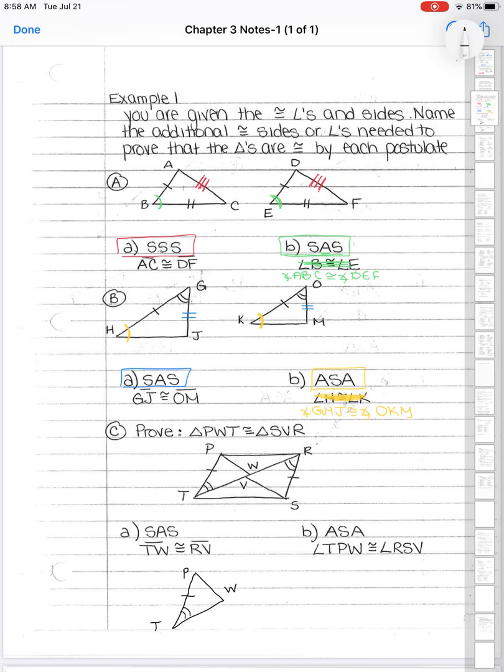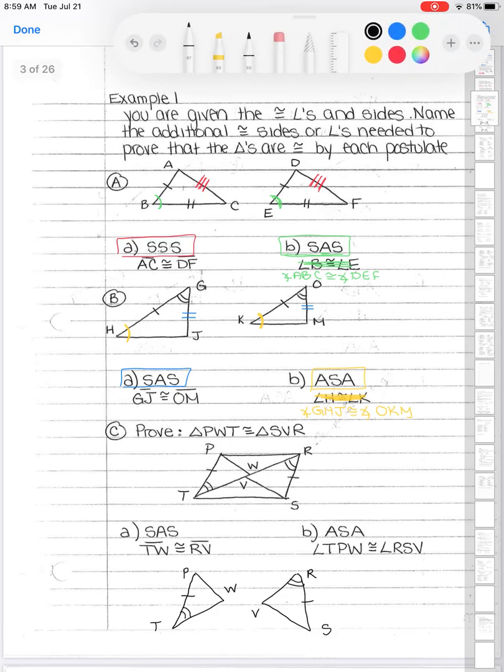All right, last one of this type. So we have 2 triangles here. Now, we're talking about PWT and SVR. So what you may want to do is redraw it, to be honest, because it might be a little confusing given the way that it's presented.